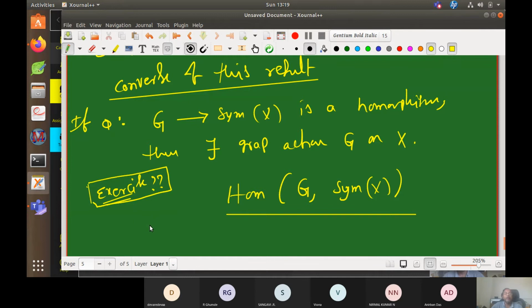I'll collect all the group actions. Group actions means I'm collecting all the functions from G cross X to X satisfying those two properties. And I have to define some binary operation on that set S, and that is a group. So the question is interesting. I hope I understand the question. What about others? Question understood at least? So why should it happen?